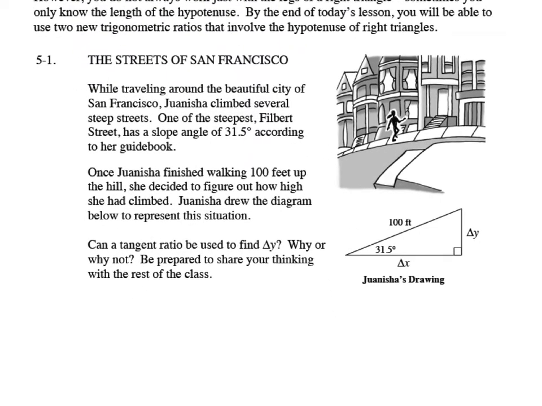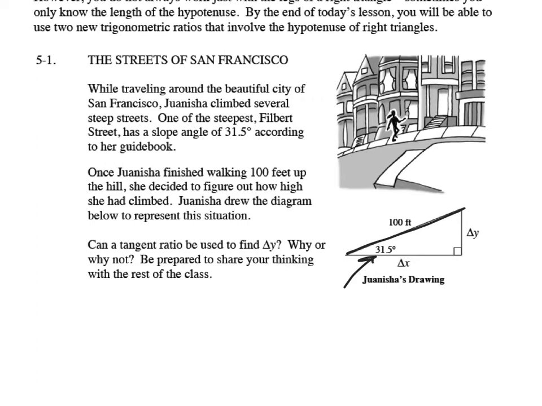And it says, while traveling around the beautiful city of San Francisco, Juanita climbed several steep streets. One of the steepest is Filbert Street, which is an actual street that I've been to, and it winds back and forth in order to make up for all the steepness of it. It has a slope angle of 31.5 degrees, and so it looks something like this. Once Juanita finished walking up 100 feet up the street, she decided to figure out how high she had climbed.